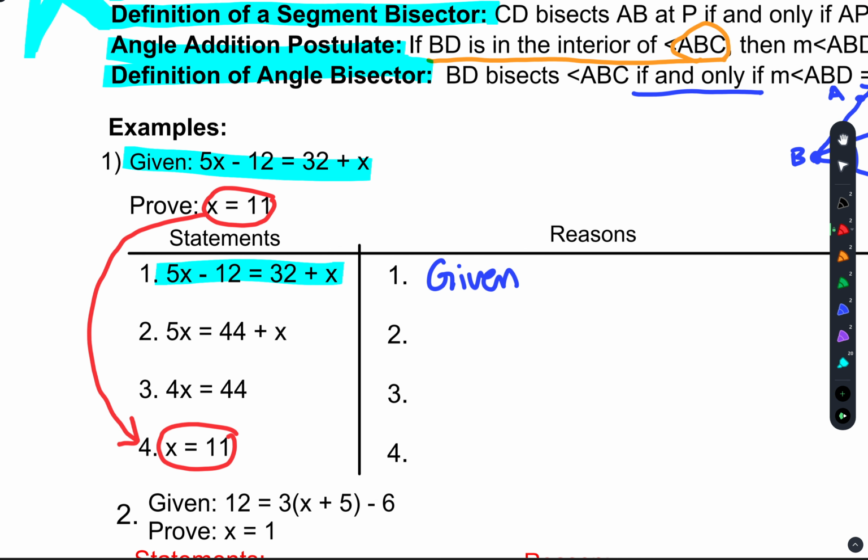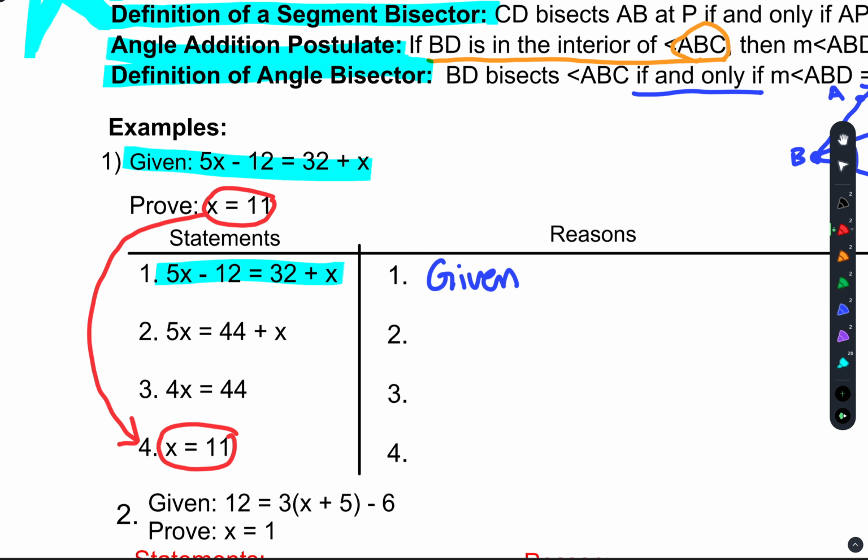I don't know what the reason for that is going to be yet. I'm going to have to work through the steps to figure it out, but I know that's going to be my last step. Those should be like freebies at the start of every proof that we do. We should be able to find the givens. We should be able to find the prove statement. Questions so far?